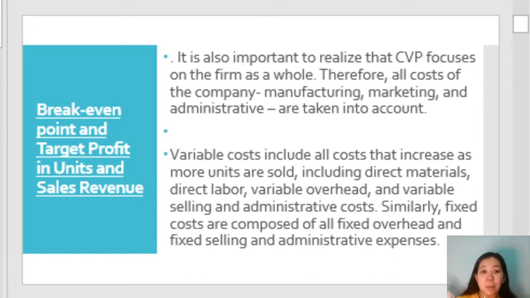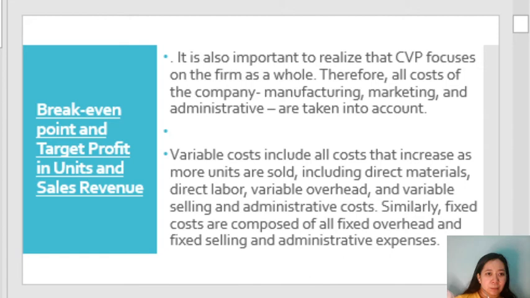So here, your variable costs include costs that increase, as mentioned. The typical or common examples of variable costs are direct materials, direct labor, variable overhead, and variable selling and administrative costs. So here, all of these costs will increase if we also increase the number of units produced. So they have a direct relationship with the number of units produced.